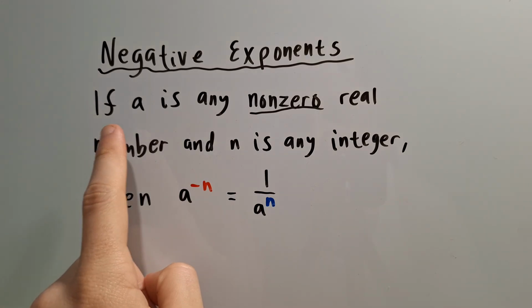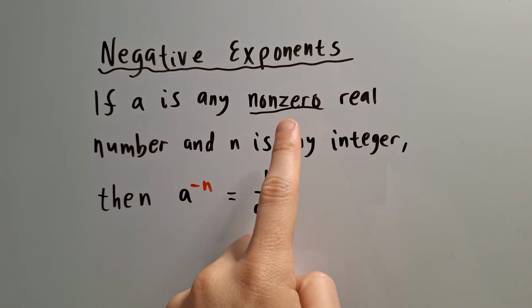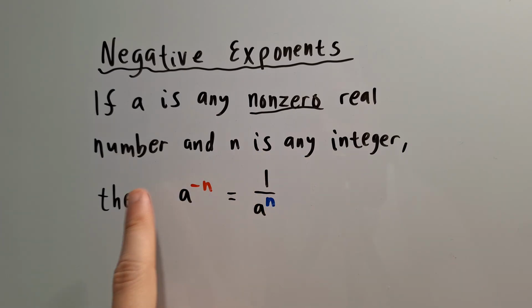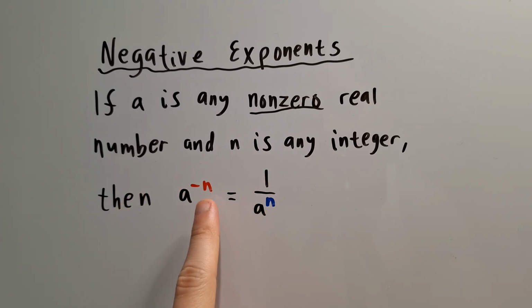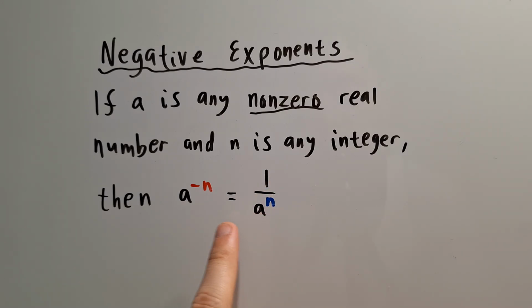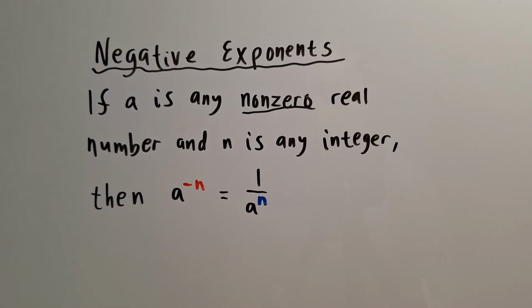So here it says if a is any non-zero real number and n is any integer, then a to the power of negative n equals 1 over a to the power of positive n. So this is an interesting idea. In the last video, which I'll drop a link for in the description, we talked about the zero exponent.